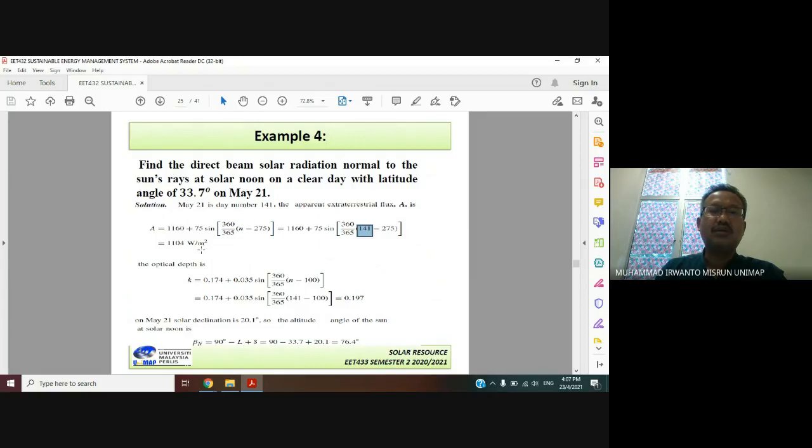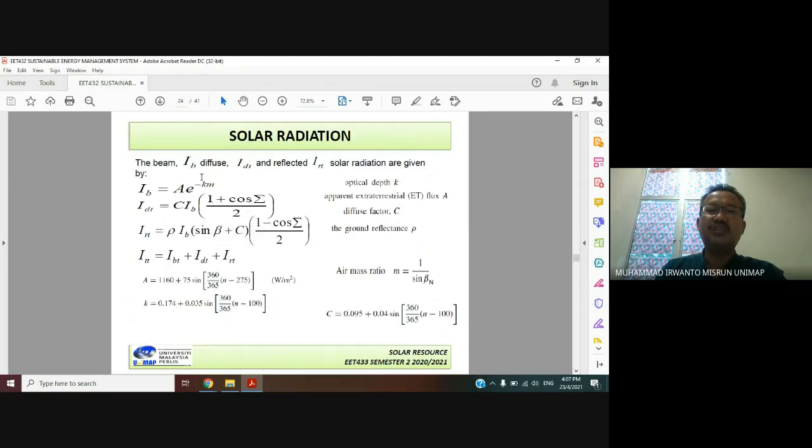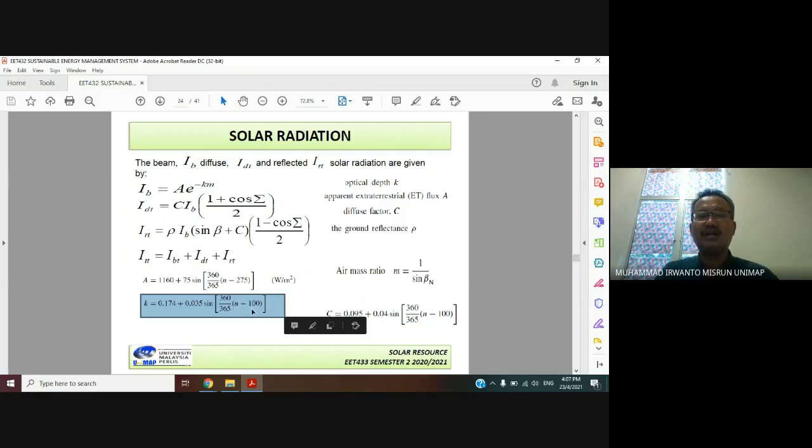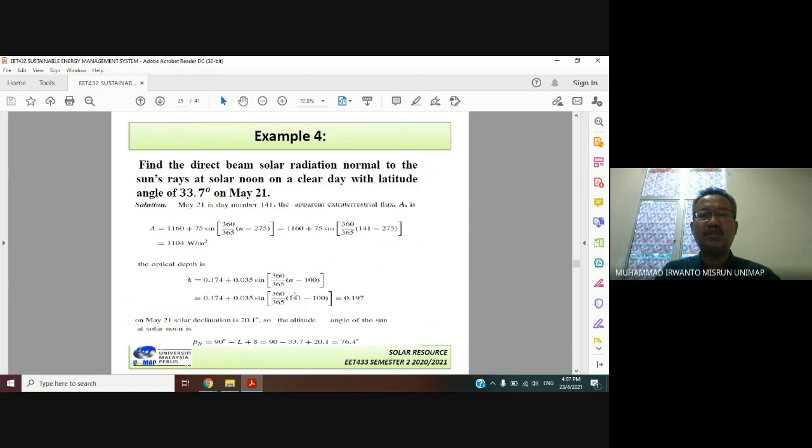After that, we have to calculate the value of the optical depth K using this formula: K equals 0.174 plus 0.035 sine of 360 over 365 multiplied by (n minus 100). Here n is 141. By using this formula, we obtain the optical depth K as 0.197.